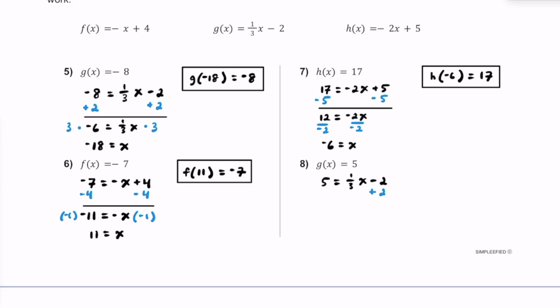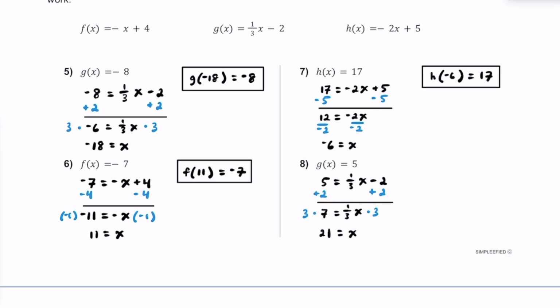So let's start by adding 2 to both sides here. If we add 2, 5 plus 2 is going to be 7. So we have 7 is equal to 1/3 x. And then you can go ahead and divide both sides by 1/3, or you can use the multiplicative inverse here, multiply both sides by 3, your choice. If we go ahead and do that, on the left side, 7 times 3 is 21. And on the right side, we're going to get 1x, or just x.